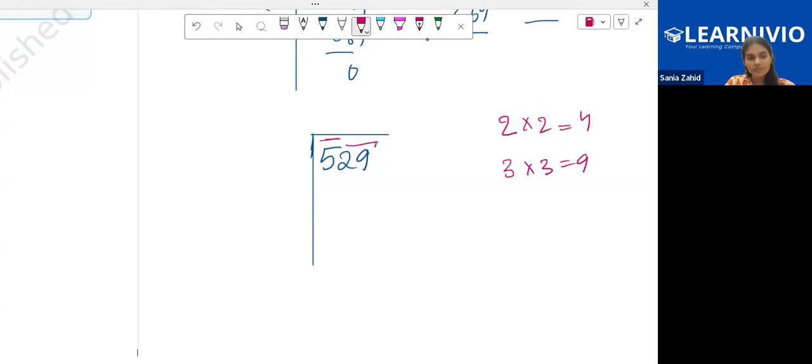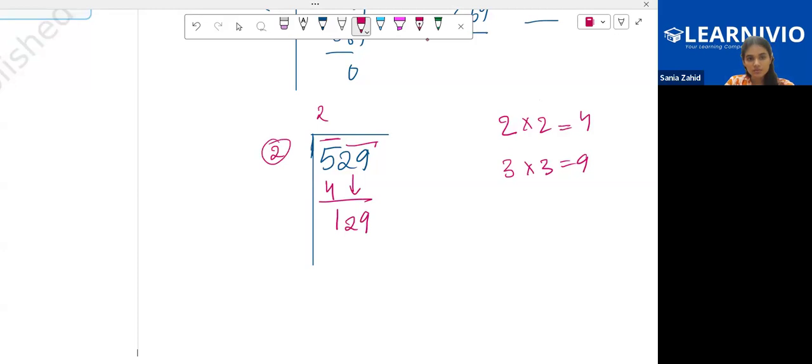Tell me. No, ma'am. So which number smaller than 5 do you have as a perfect square? 4. 4 is the square of what number? 2. So you'll write 2 into 2 gives you 4. You get 1 remainder. Now, next step. And then we find a perfect square for 29. First you carry 29. Now you have 129. Now what do you do with this 2?